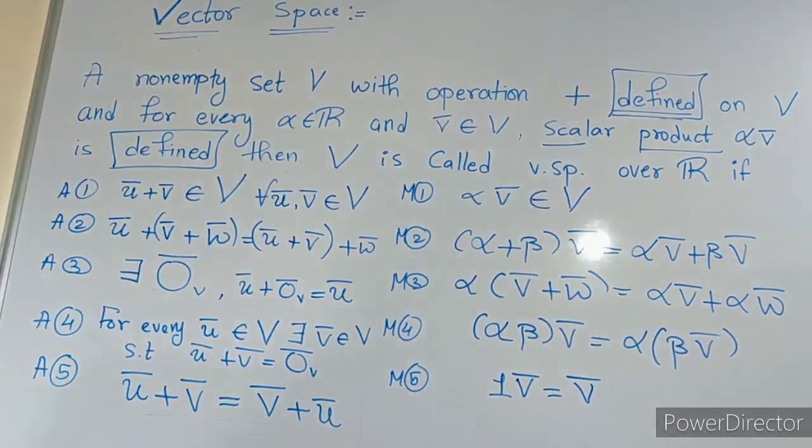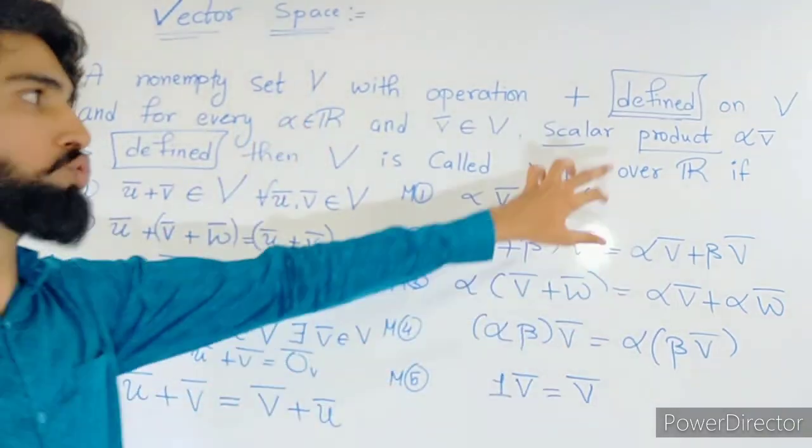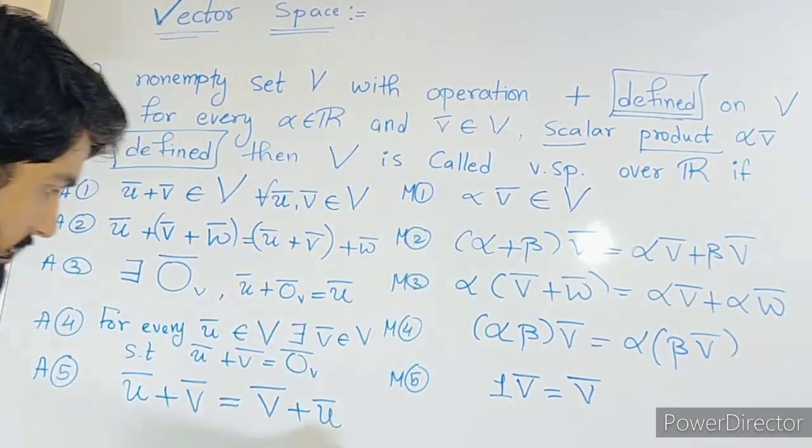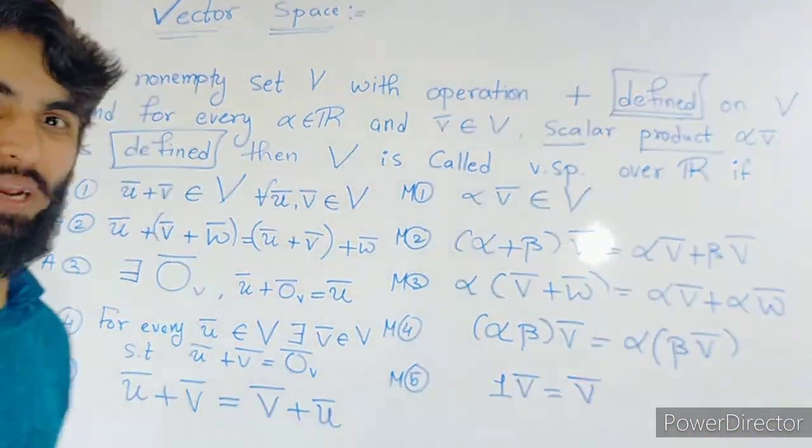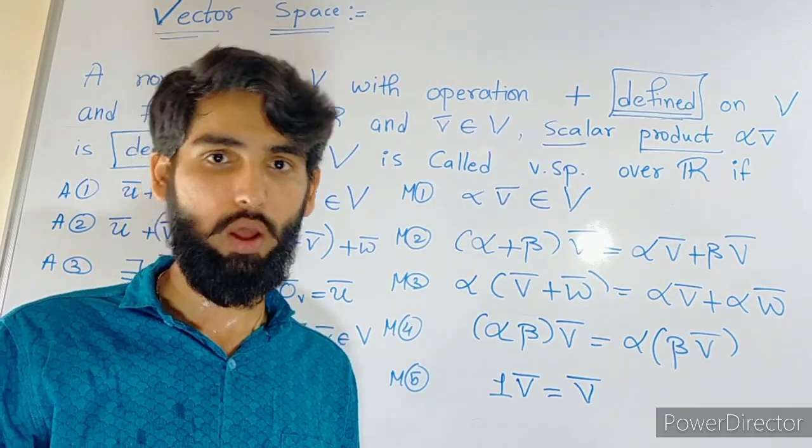So any non-empty set V with the 2 operations defined on it, satisfying all these 10 conditions, will be known as a vector space or a linear space.